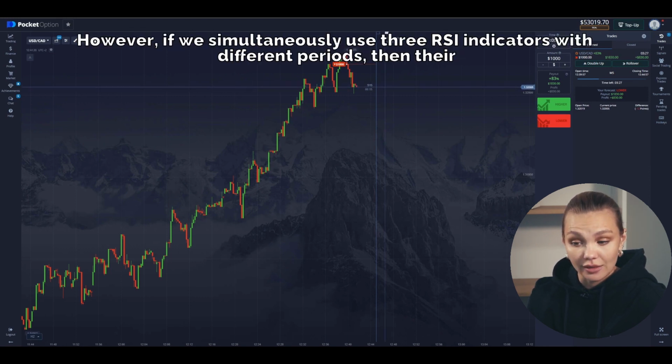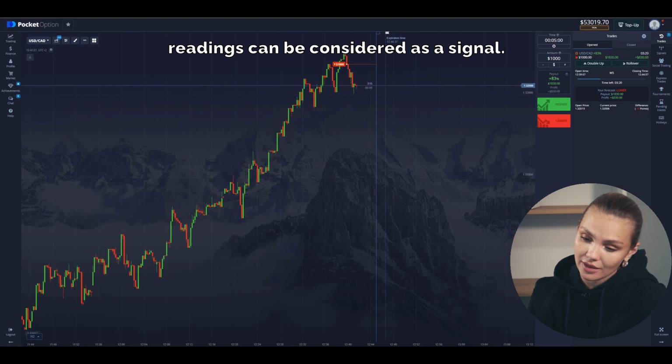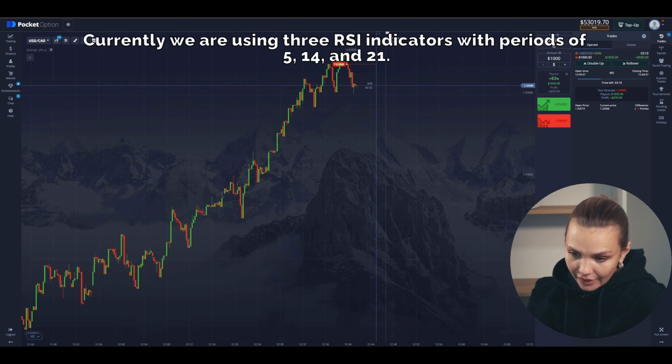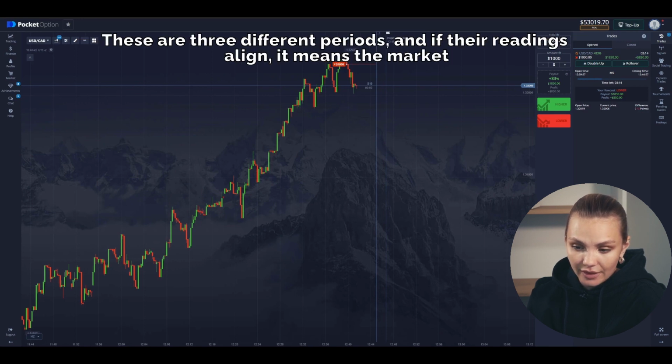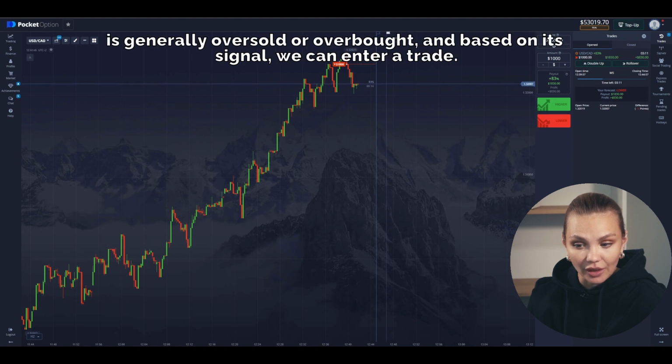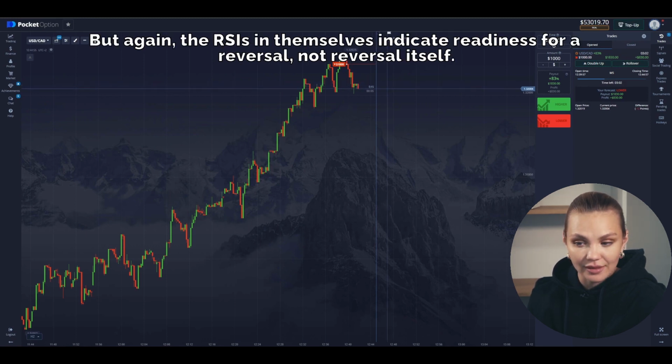However, if we simultaneously use 3 RSI indicators with different periods, then their readings can be considered as a signal. Currently, we're using 3 RSI indicators with periods of 5, 14, and 21. And these are 3 different periods, and if their readings align, it means the market is generally oversold or overbought, and based on its signal, we can enter a trade. But again, the RSIs in themselves indicate readiness for a reversal, not reversal itself.